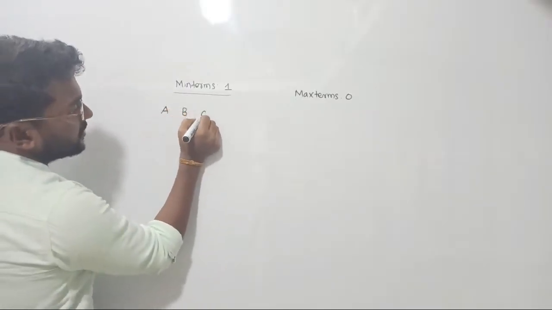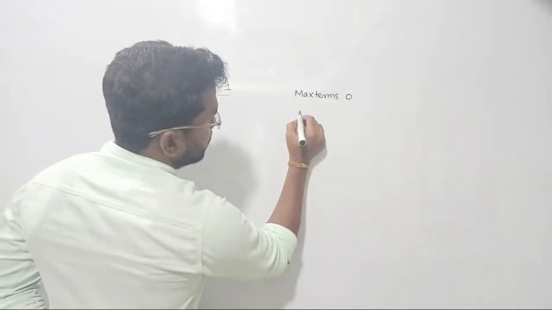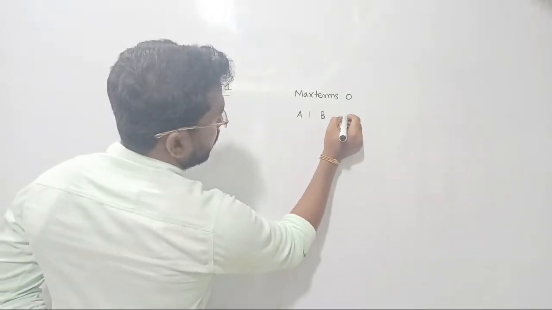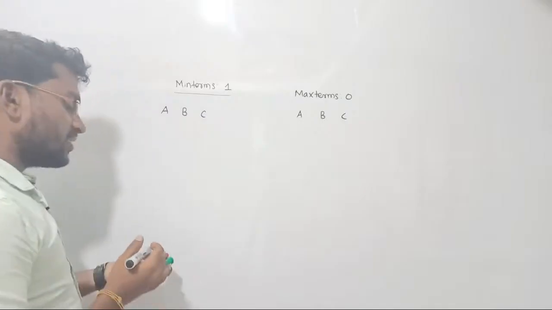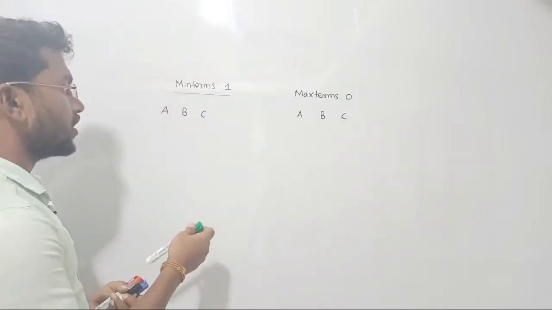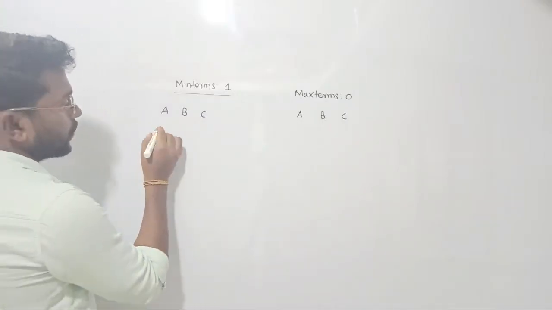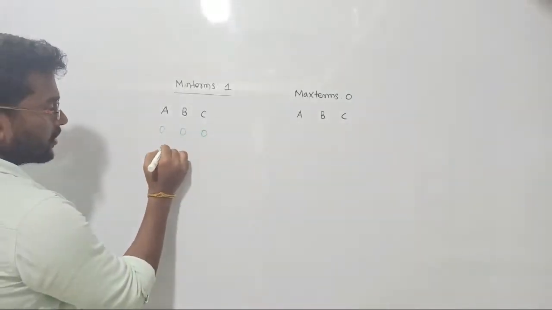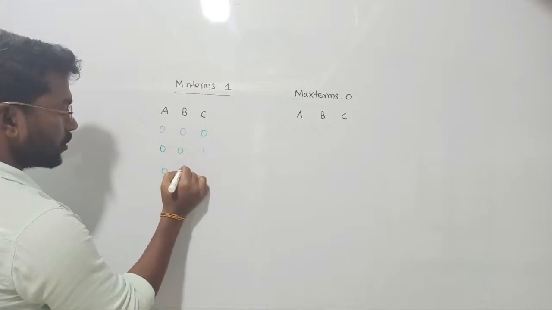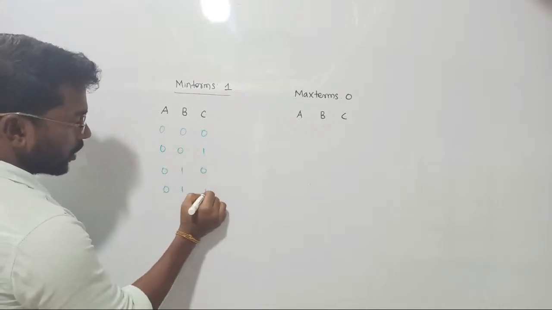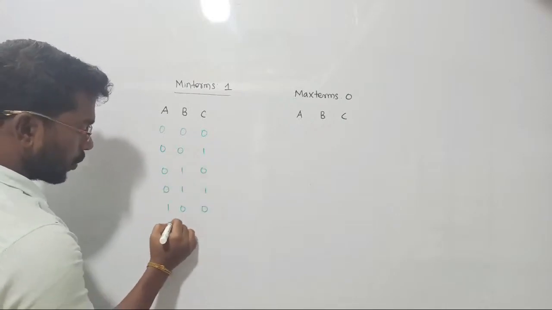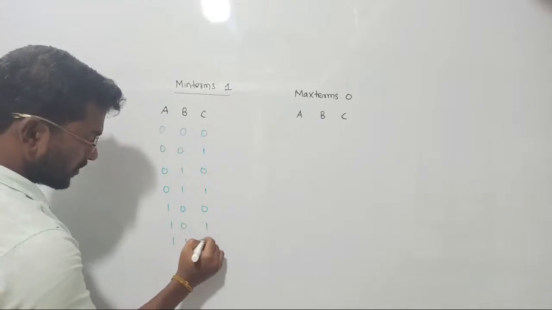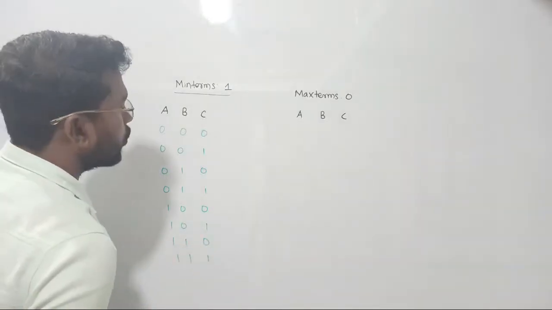Three variables in the sense A, B, C. Here also we are going to consider three variables A, B, C. Right? Now let's write the variable possibilities for the function. A, B, C can be considered as what? Sorry, 8 possibilities are there. 0 0 0, 0 0 1, 0 1 0, 0 1 1, 1 0 0, 1 0 1, 1 1 0, 1 1 1. Do you all agree with me?